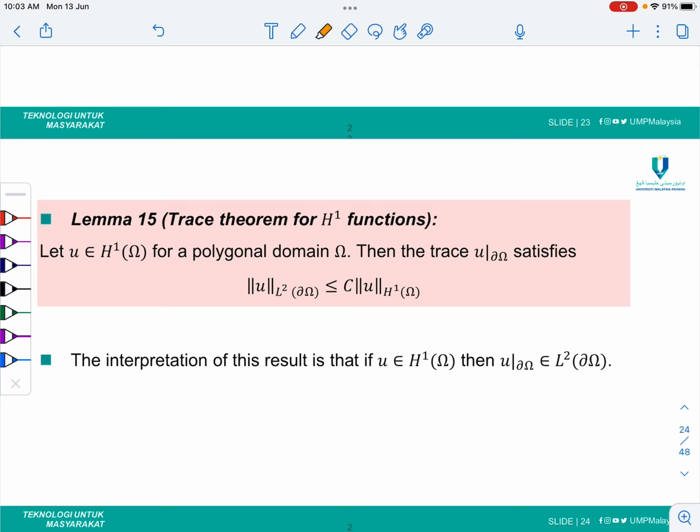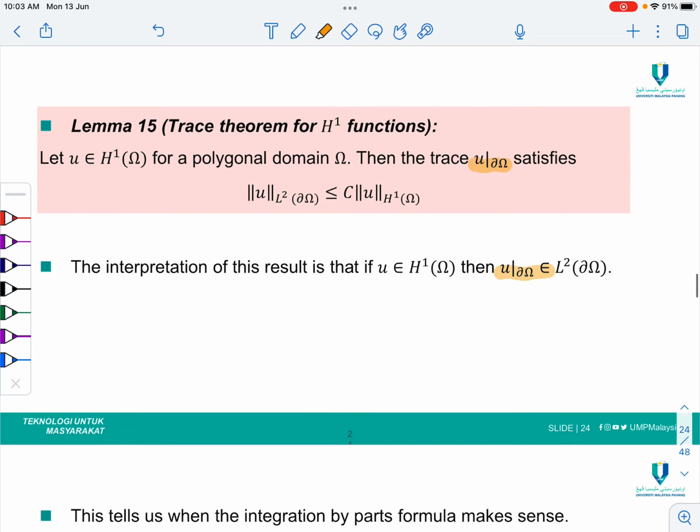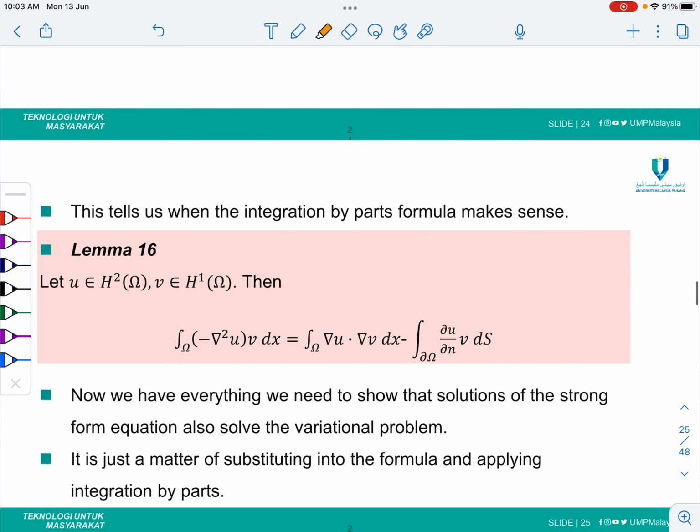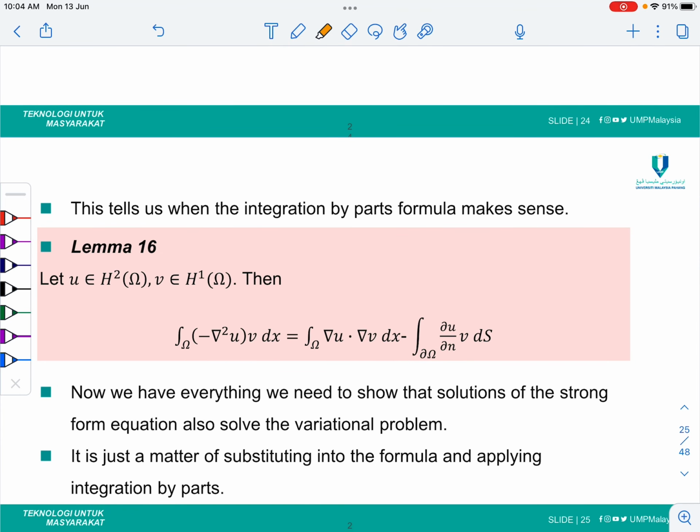Let u be in H^1 for a polygonal domain Ω, then the trace of u on the boundary satisfies that its L2 norm is finite. It is less than a constant times the H^1 norm of u. The interpretation of this result is that if u is in H^1(Ω), then u at the boundary is in L2 on the boundary. This tells us when the integration by parts formula makes sense.